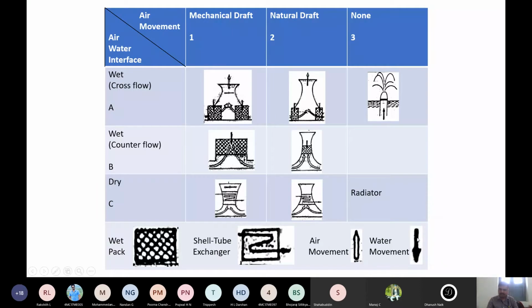Okay, so this is the water movement, that is denoted by filled arrowhead. Air movement is denoted by arrowhead which is not filled. So this is the water movement, this is the air movement. Why is it called cross flow? Consider the direction of water and air. There are two possibilities here, cross and counter.